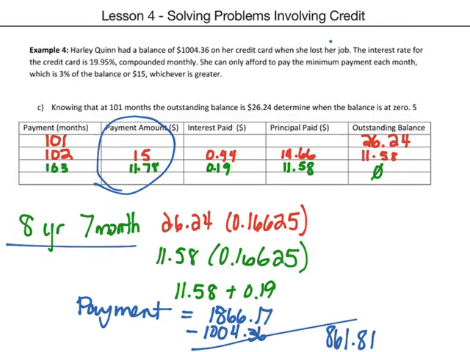So, the moral of this example is pay more than the minimum payment. The minimum payment is not enough to get rid of your debt.